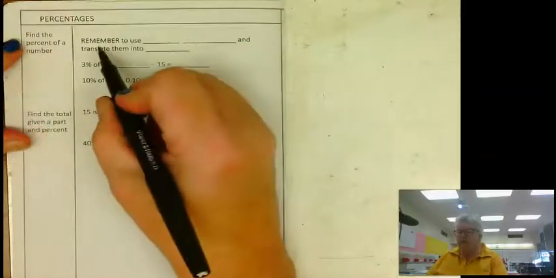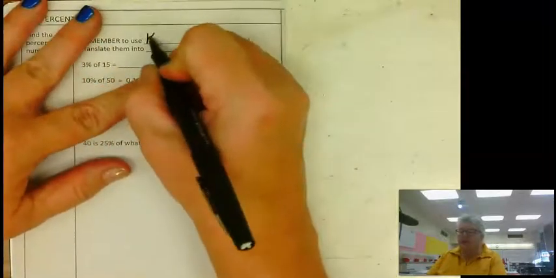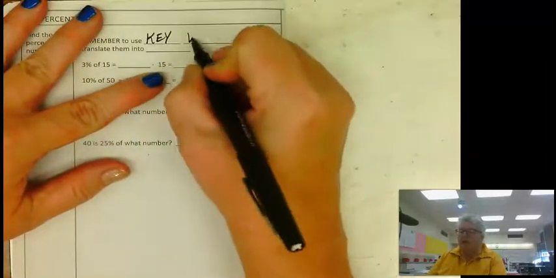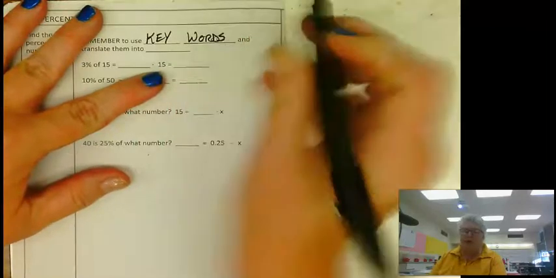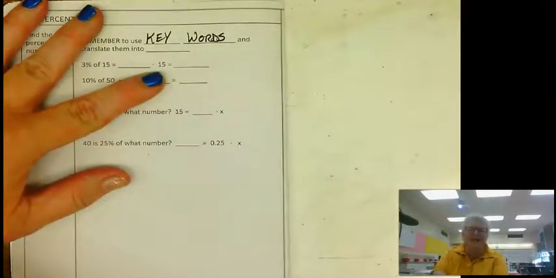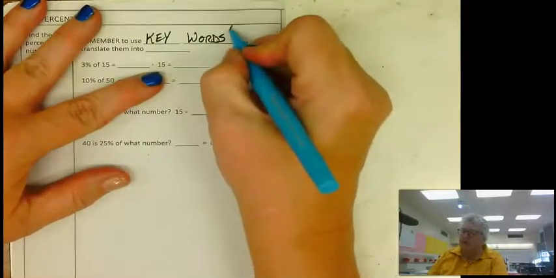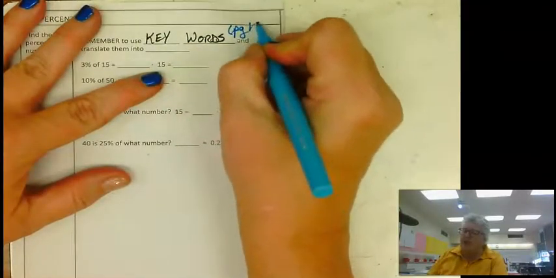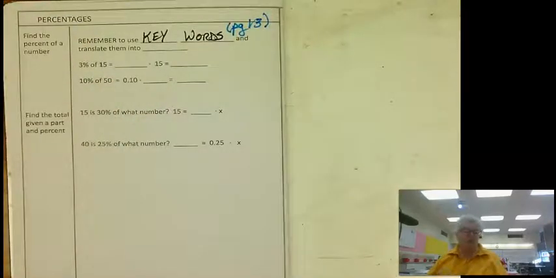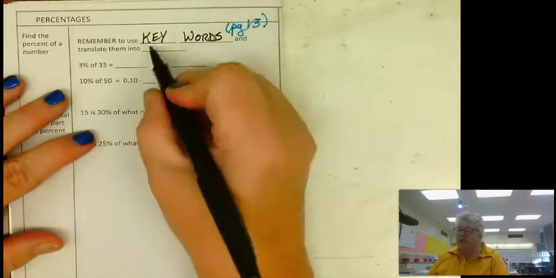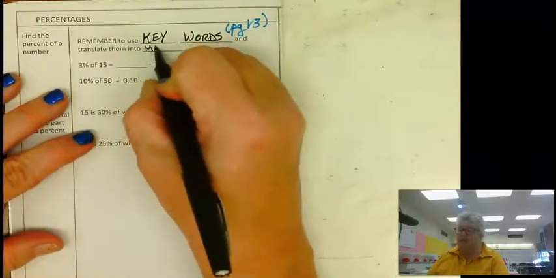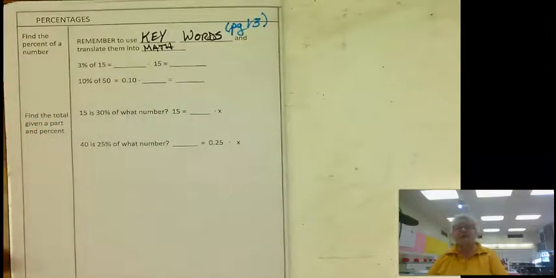First thing I want you to remember is to use key words, okay? And you were just given those today. Yes, you were, for your notebook. So remember, that's on page 13 in your math resources. Use your key words. And when you do that, you're going to translate those key words into math, because math is a language all itself. Okay, so we have to translate from English to math. Bet you didn't know that.